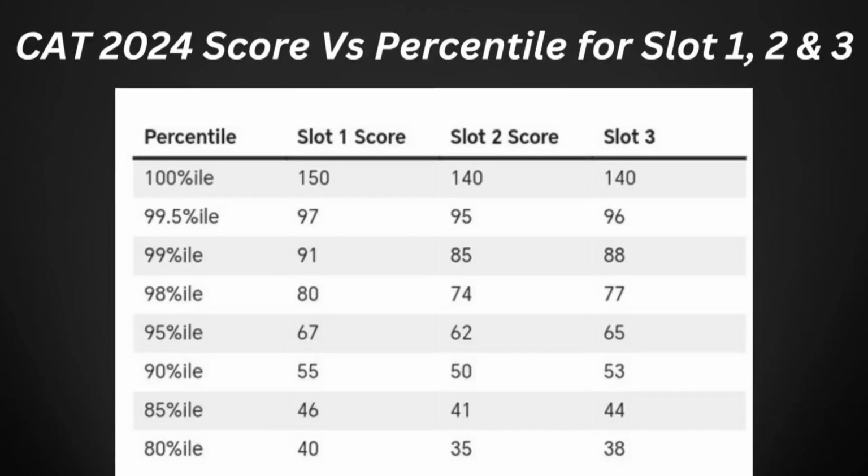If your CAT score is 65, it can be expected as 95 percentile. If it is 53, it can be expected as 90 percentile. If it is 44, it can be expected as 85 percentile. And if it is 38, it can be expected as 80 percentile.